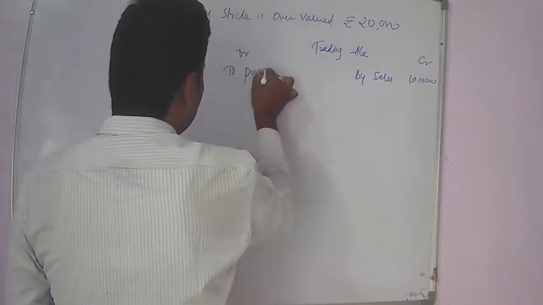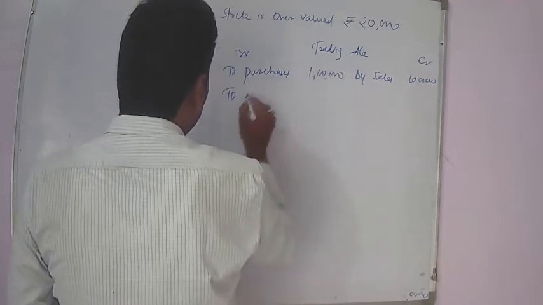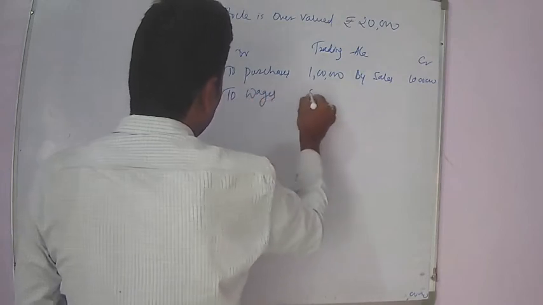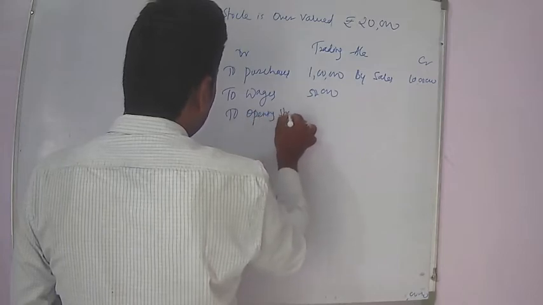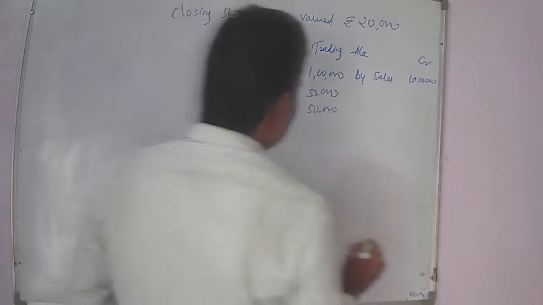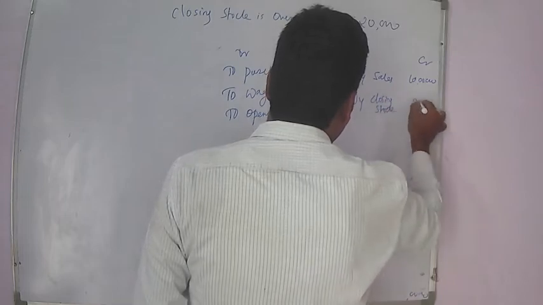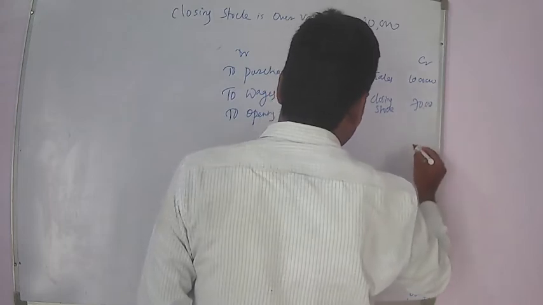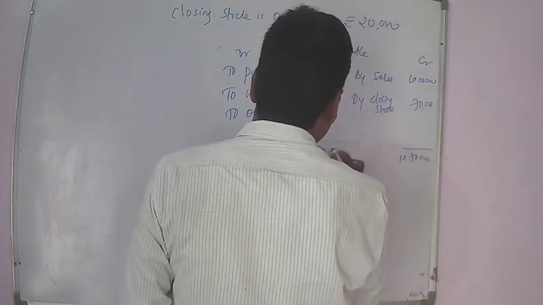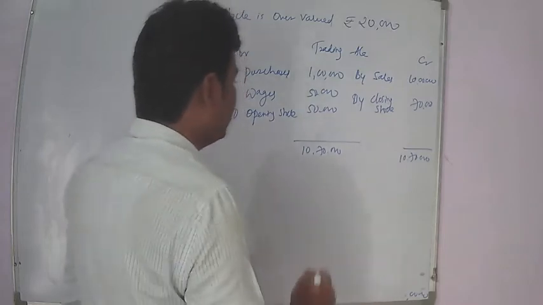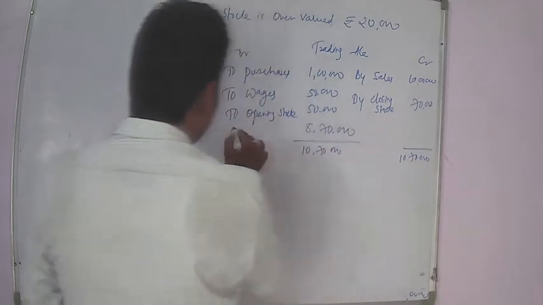To purchases 1 lakh, wages 50,000, opening stock 50,000, and closing stock, overvalued by 20,000, so let me assume it as 70,000. The total is 10 lakh 70,000. Which side has the highest amount? The credit side. So 10 lakh 70,000 minus all these expenses, 8 lakh 70,000 is the gross profit.